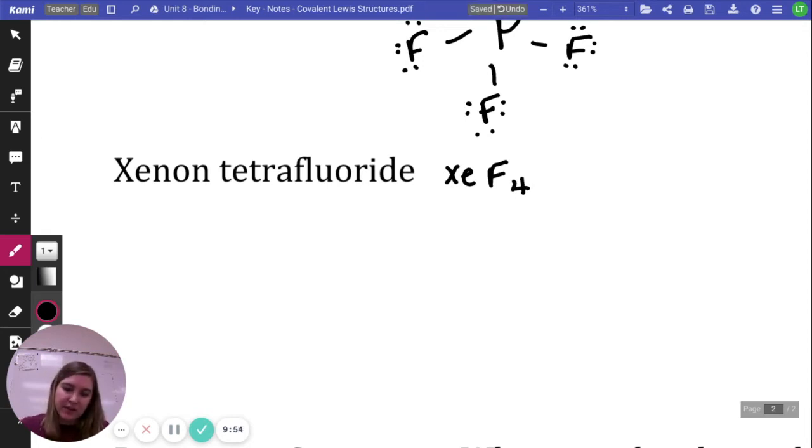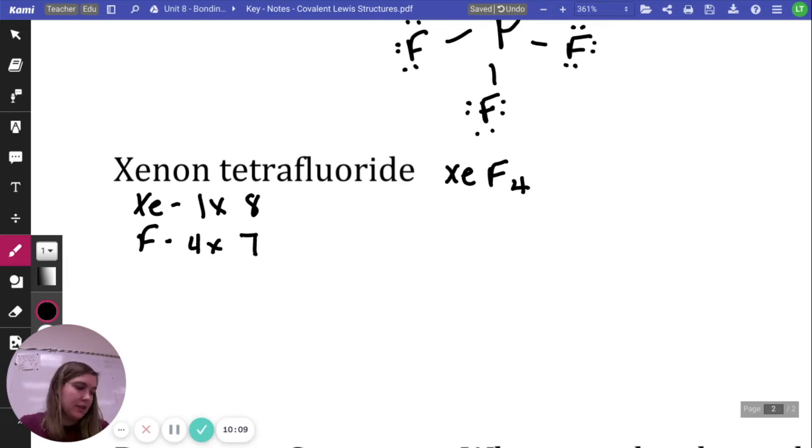All right, let's determine our valence electrons. So xenon is a noble gas. So we have one xenon. It's in group 18, so it has 8 valence electrons. And then we have 4 fluorines, and each fluorine has 7 valence electrons because they're in group 17. So 8 plus 28, 36 valence electrons to use here.